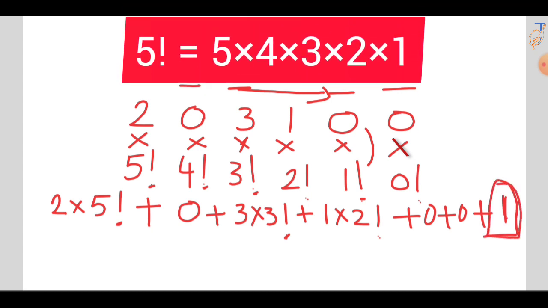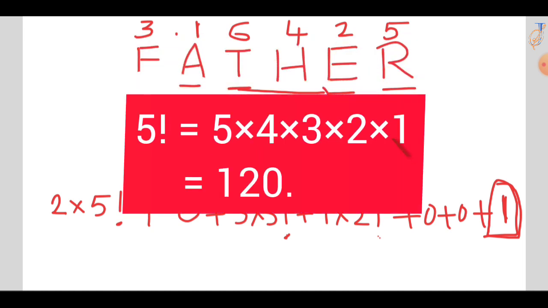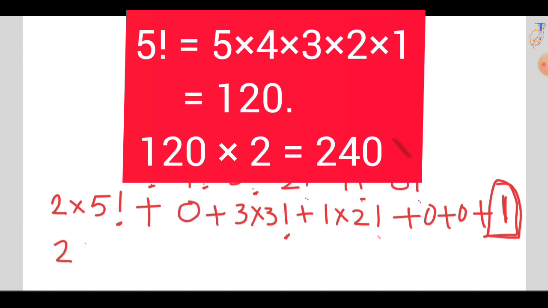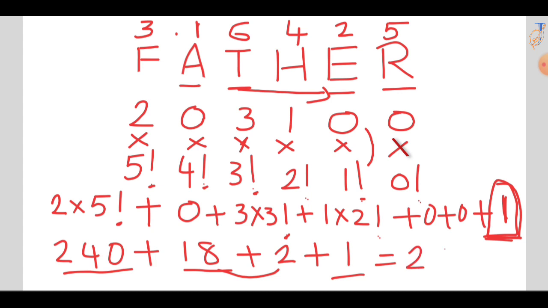What is 5 factorial? 5 times 4 times 3 times 2. The value is 120. 120 times 2 is 240, plus 3 factorial is 3 times 2, which is 6. 6 times 3 is 18, plus 2 factorial is 2 times 1, which is 2, and then you have plus 1. Don't forget that one. So 18 plus 2 is 20. 20 plus 240 is 260, plus 1 is 261. So the word FATHER has 261st rank.